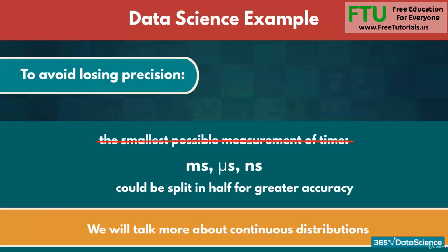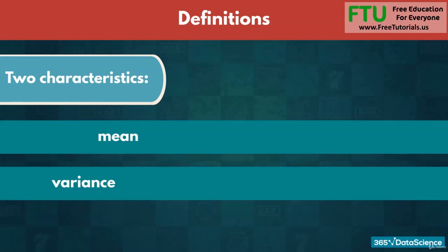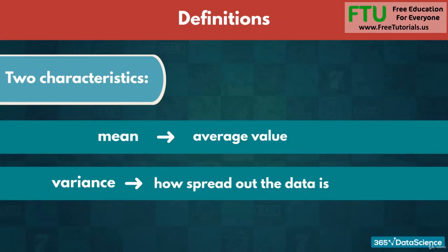Now's the time to introduce some key definitions. Regardless of whether we have a finite or infinite number of possibilities, we define distributions using only two characteristics: mean and variance. Simply put, the mean of the distribution is its average value. Variance, on the other hand, is essentially how spread out the data is. We measure this spread by how far away from the mean all the values are. The more dispersed the data is, the higher its variance will be. We denote the mean of a distribution with the Greek letter mu, and its variance with sigma squared.